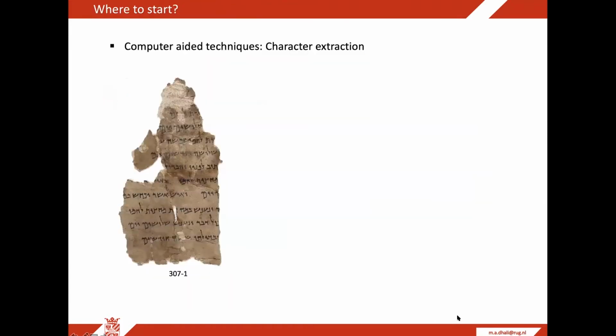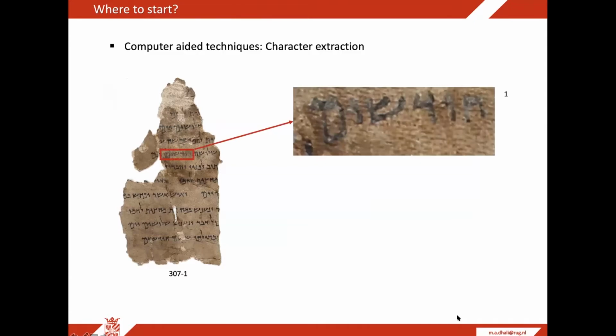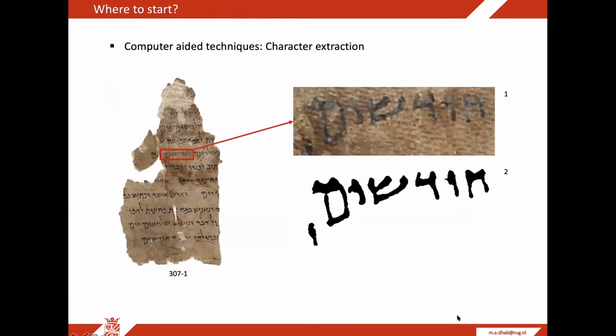So let's start with the processing itself, how the computer-aided techniques work. First of all, we work with the images. And whenever we work with the images, for these DSS things, what we want is we want the characters to be extracted, because we are more focused on what is written there, what is the ink, how people are writing things, to answer both the questions, who and when.